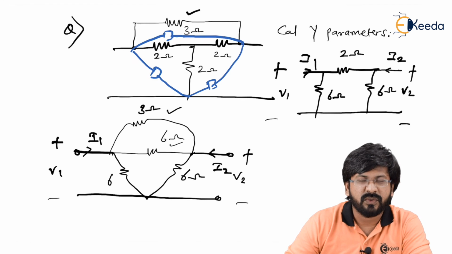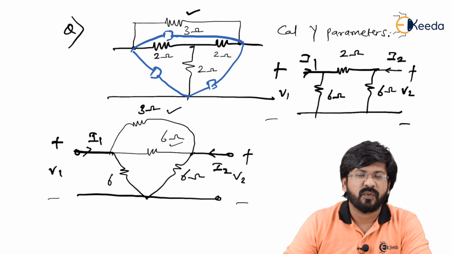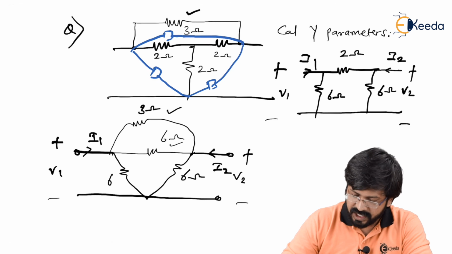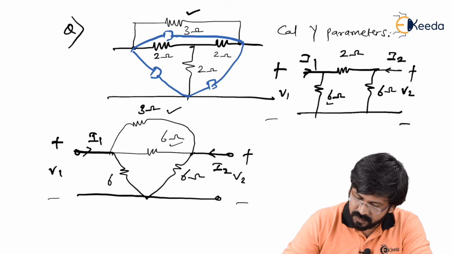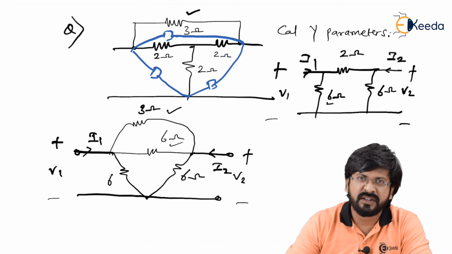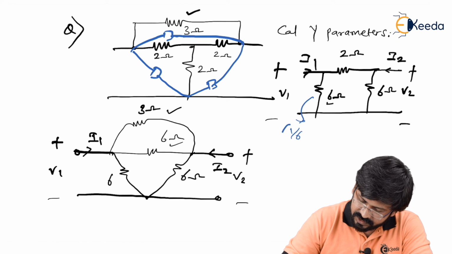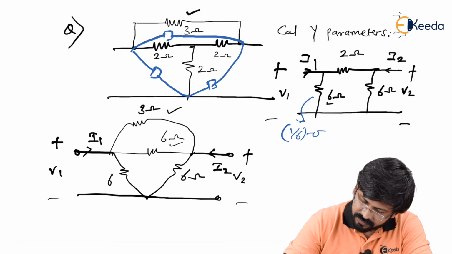I'm sure you remember when you have YA, YB, YC, it is nothing but YA plus YB, minus YB, minus YB and YB plus YC. But the problem is, Y has the unit mho, whereas these values, which are 6 ohms, 2 ohms and 6 ohms, are in ohms. In terms of impedance, right? We have to convert them into admittance level. How do we do that? Just by inverting them. So this 6 can be treated as 1 by 6. This 2 can be treated as 1 by 2. This is 1 by 2, and this 6 can be treated as 1 by 6.